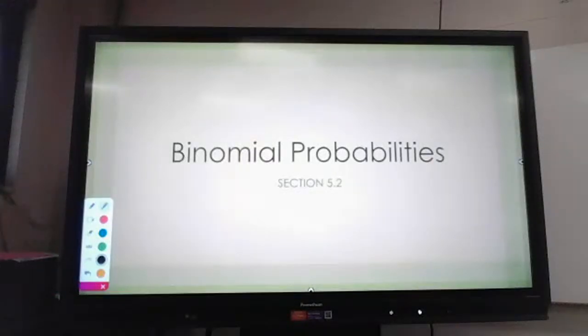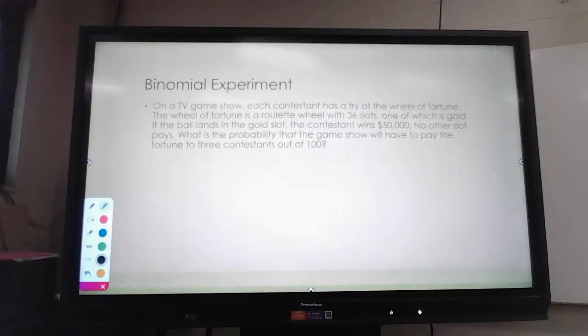All right. In section 5.2, we'll be expanding on discrete population probability distributions and be a little bit more specific into what's called binomial probabilities. If you ever watch the show Wheel of Fortune, each contestant has a try at the wheel, right? So the Wheel of Fortune is a roulette wheel with 36 slots, only one of which is gold.